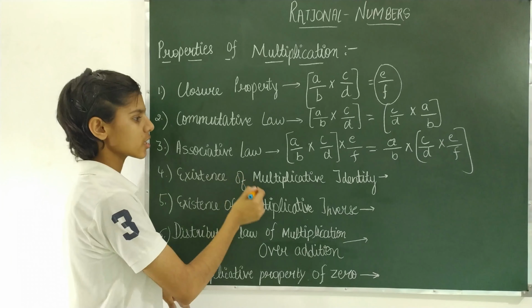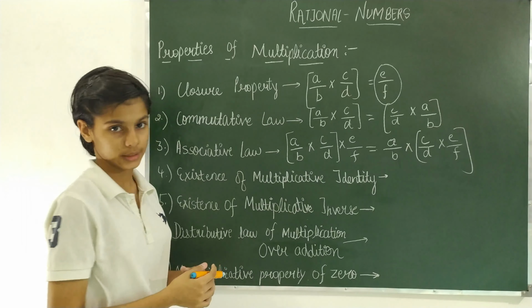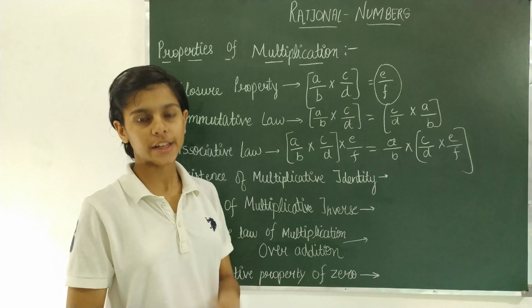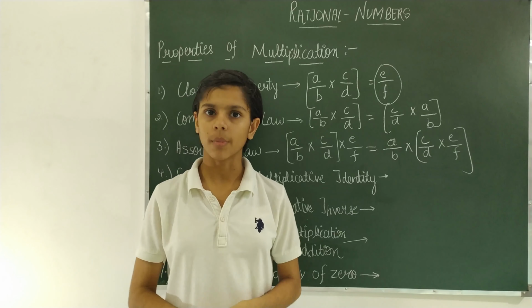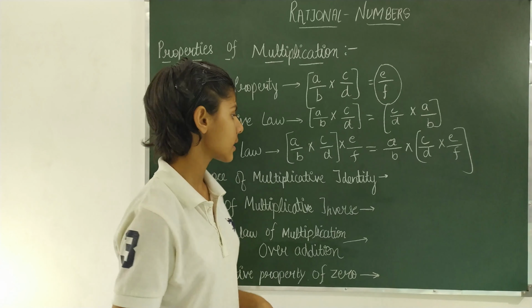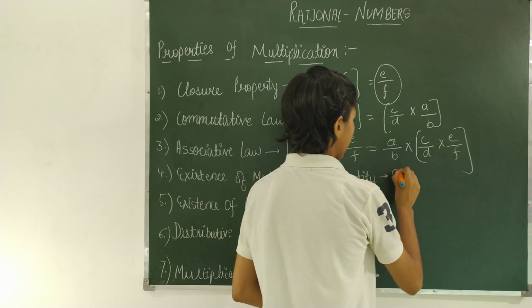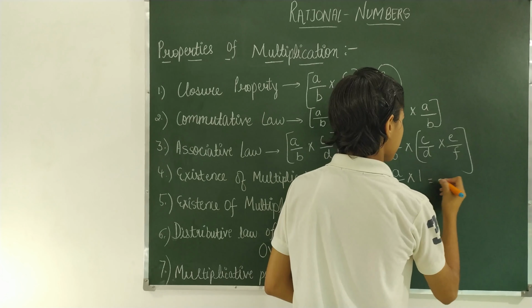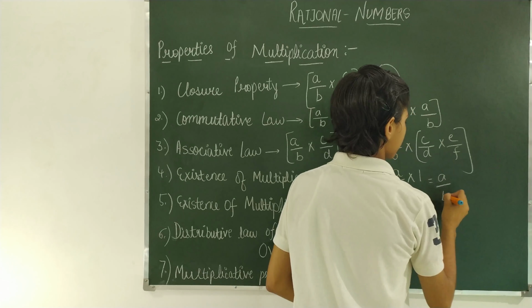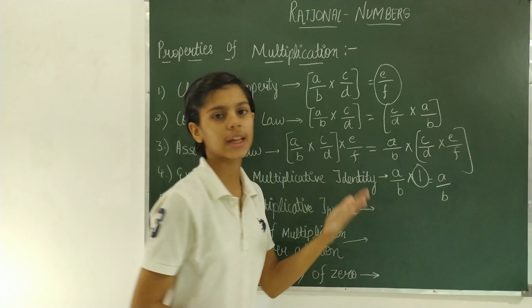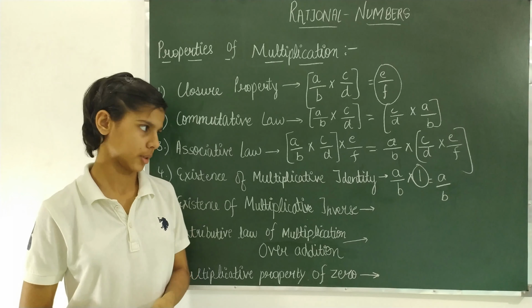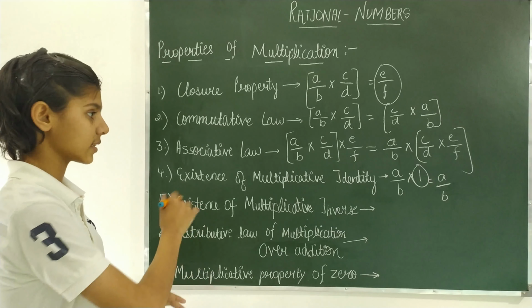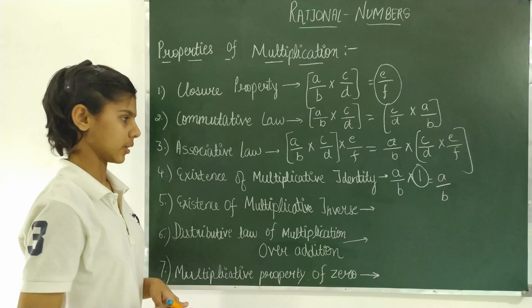Next is existence of multiplicative identity. Multiplicative identity for all the rational numbers is 1. Means if we multiply 1 with any rational number, for example a by b into 1, the answer will come same. So that's why 1 is the multiplicative identity for all the numbers. This is known as existence of multiplicative identity.